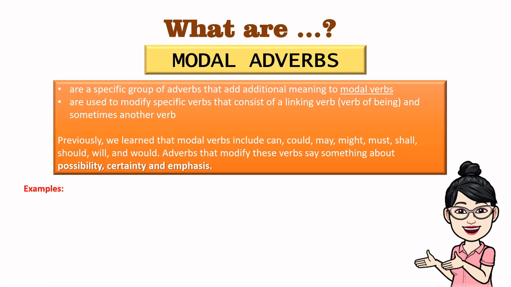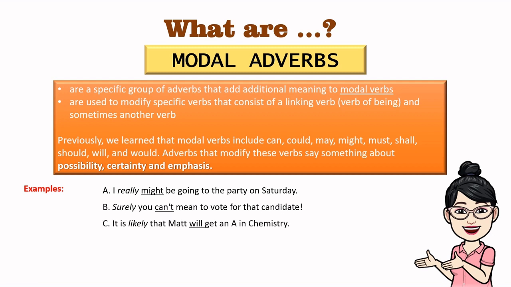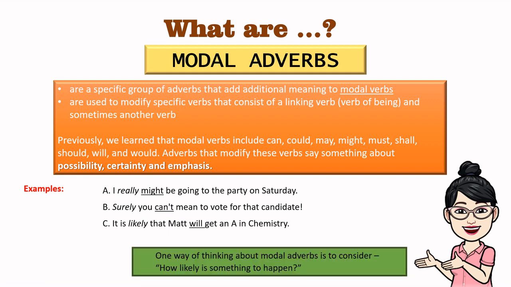Look at these sentences. The italicized words are the modal adverbs, while the underlined words are the modal verbs they modify. I really might be going to the party on Saturday. Surely, you can't mean to vote for that candidate. It is likely that Matt will get an A in chemistry. One way of thinking about modal adverbs is to consider how likely is something to happen.